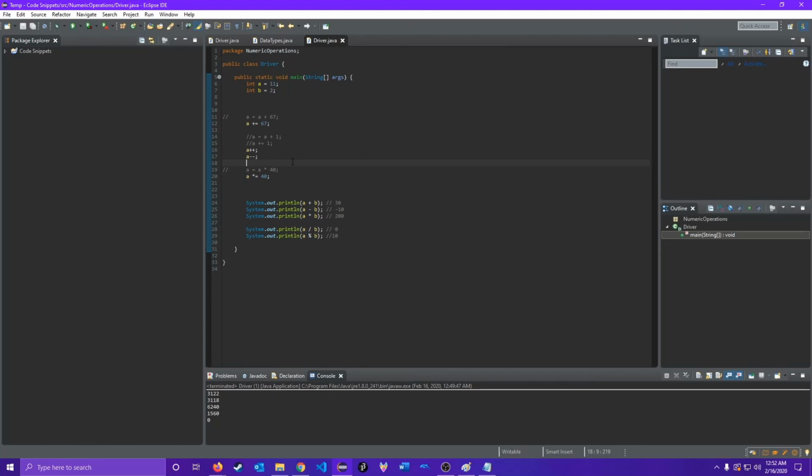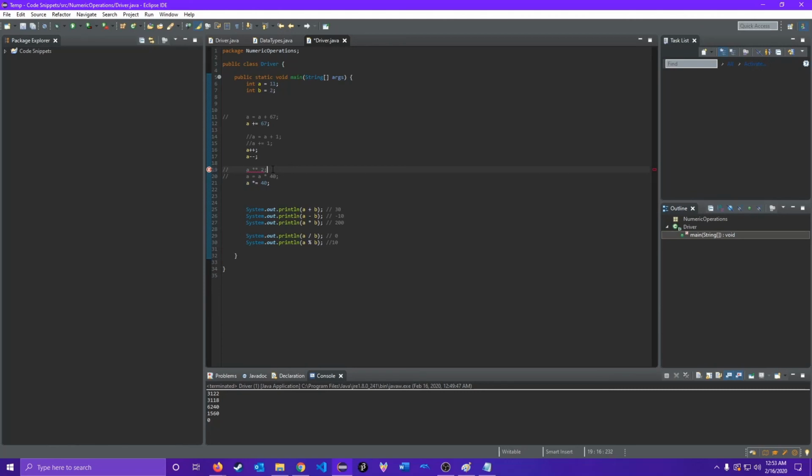You might also be thinking, well, if a plus plus goes up by 1, and we have all these other operations and whatnot, wouldn't a star star be like squaring a? And you'd think it would, but it's not actually. As you can see, we have an error. This isn't how you do squaring, or even if we did something like this, a to the power of 2, it doesn't work that way. There's no power operator.